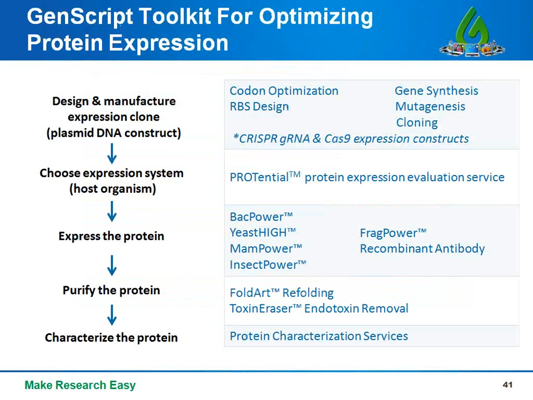So again, to bring this together, today we mostly talked about how to design and manufacture your expression clone, that is the plasmid DNA construct that you're going to use. But for all of the downstream steps, GenScript also offers full service solutions, including our potential protein expression evaluation system to let you decide which host system you want to use based on doing small scale expression in different hosts and comparing the results. We also can do the protein expression for you in your choice of expression host system.